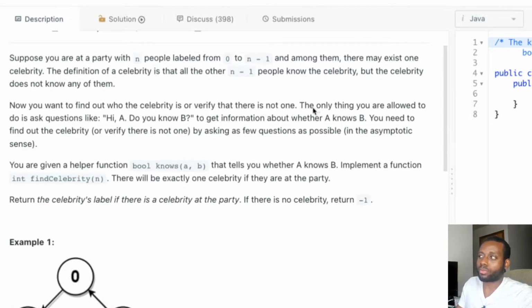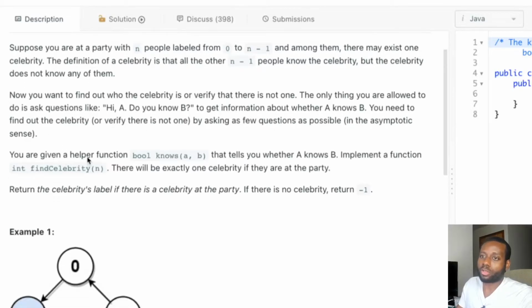It says the only thing you are allowed to do is ask questions like, "Hi A, do you know B?" to get information about whether A knows B. So we will ask A, does A know B? You need to find out the celebrity by asking as few questions as possible.